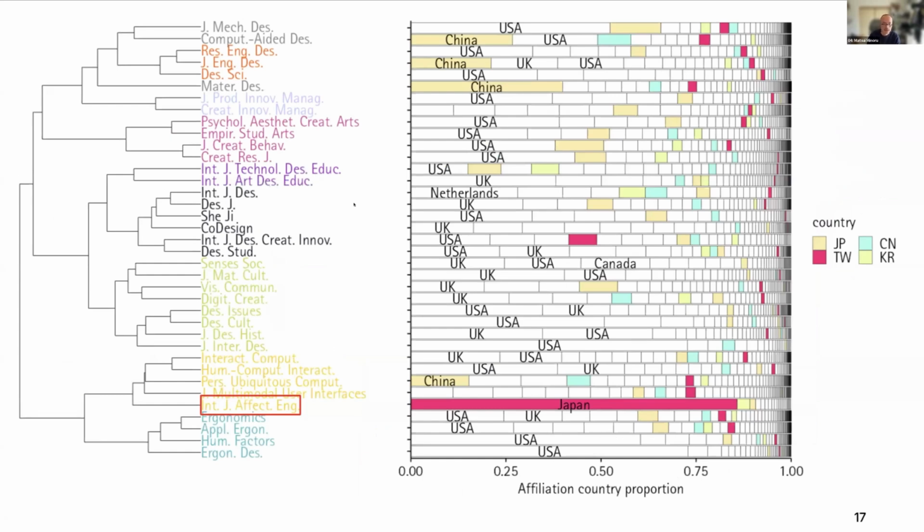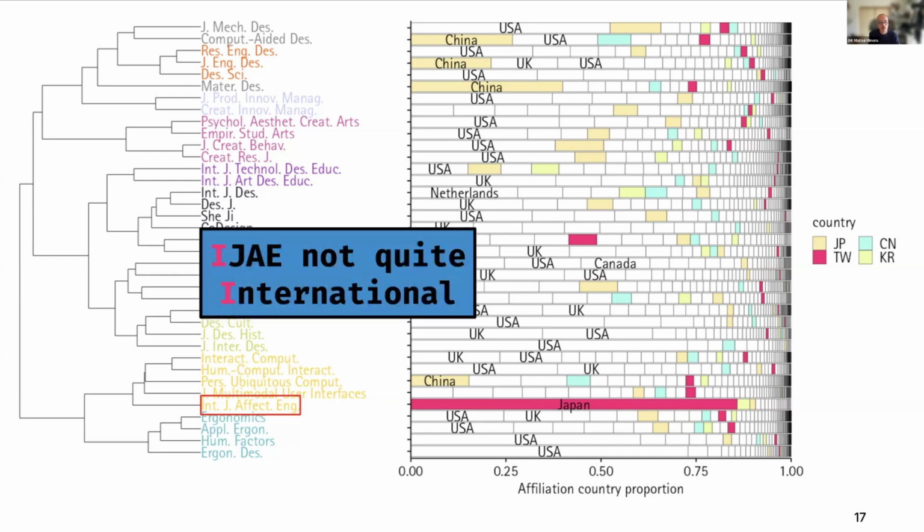Another thing is that the International Journal of Affective Engineering is dominated by Japanese institutional authors. They are predominantly from Japanese institutions like Japanese universities and so on. So I'm not sure, the International Journal of Affective Engineering is not quite international.